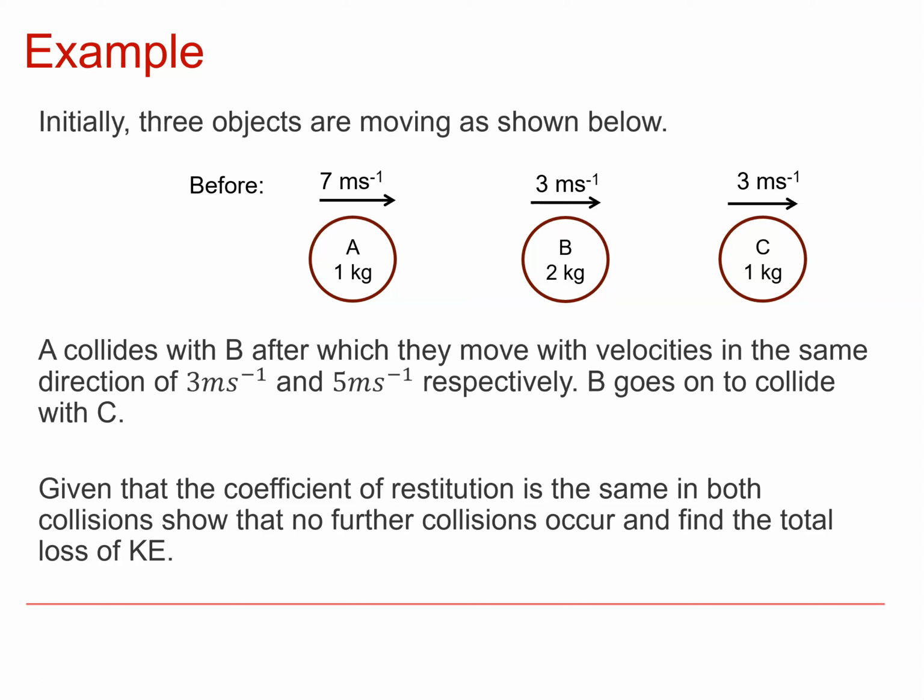We're told further that the coefficient of restitution is the same in both collisions, and we have to show that no further collisions will occur and to find the total loss of kinetic energy. The first thing to do then is to consider this first collision to see if that helps us to find the coefficient of restitution.